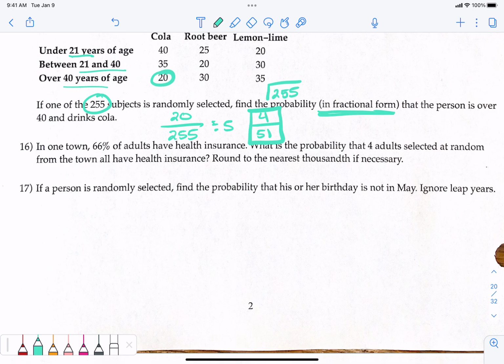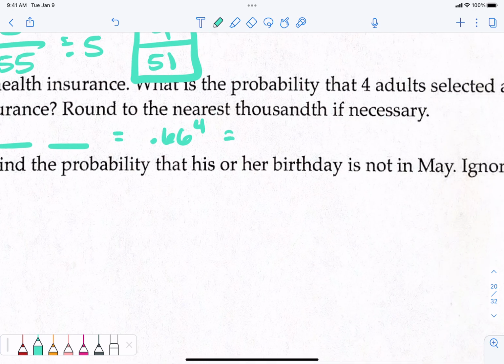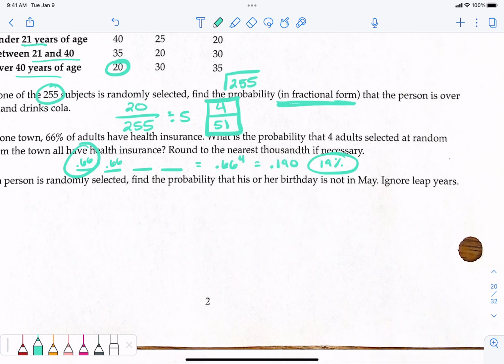What's the chances that all 4 of them have health insurance? 0.66 to the 4th. So I do 4 people. 1, 2, 3, 4. What's the chances that the first one has health insurance? 0.66. Chances the second one has health insurance. 0.66. So 0.66 to the 4th power. That's 0.190 or 19%. Perfect. If you round, it's like 0.189 something, so if you round, it's 0.190. Yep, 19% chance that all 4 of them have health insurance.